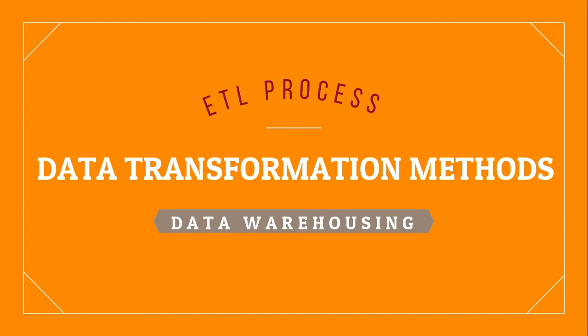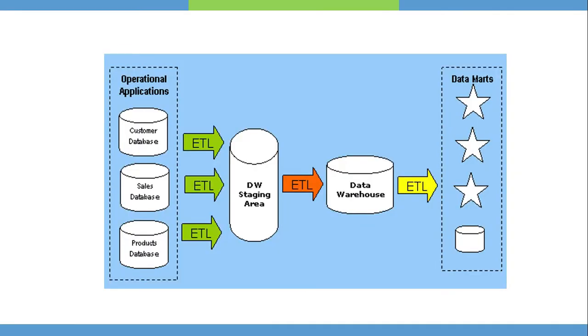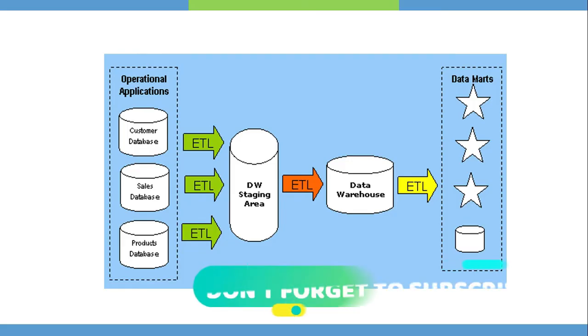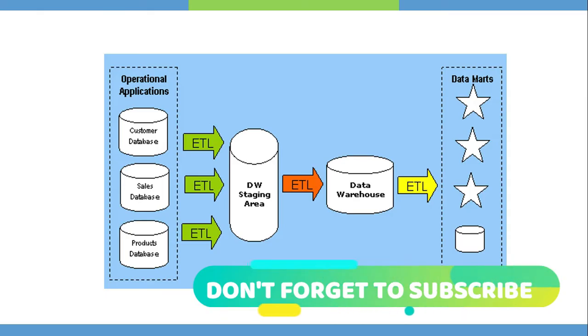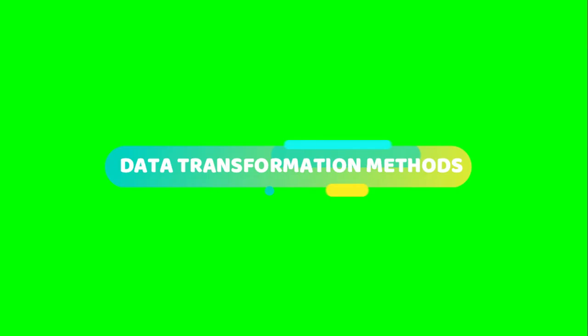One of the most important phases in the data warehousing process is the ETL phase, and we perform this ETL process at multiple stages. For example, when we load the data inside the staging database, when we load the data from the staging to the data warehouse itself, and when we are constructing multiple data marts from the data warehouse. In this video, we are going to have a look at some of the most important data transformation methods that we use to perform this ETL process.